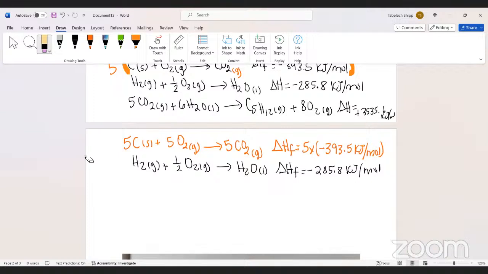All right. So now what I'm going to do, I'm going to keep the bottom equation too. I'm going to keep the bottom equation and you guys are going to watch something transformational happen. I've got 5 carbon dioxides plus 6 waters producing C5H12 plus 8 oxygens.